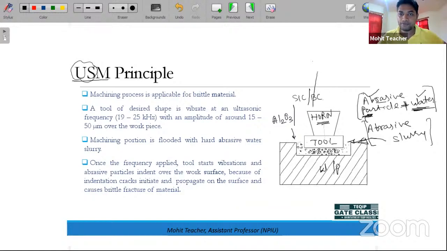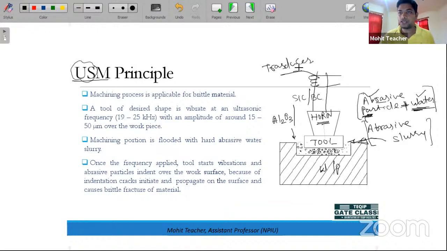This horn is connected with the transducer. The function of the transducer is to initiate the vibrations. So this is the horn, and it is connected with the transducer.